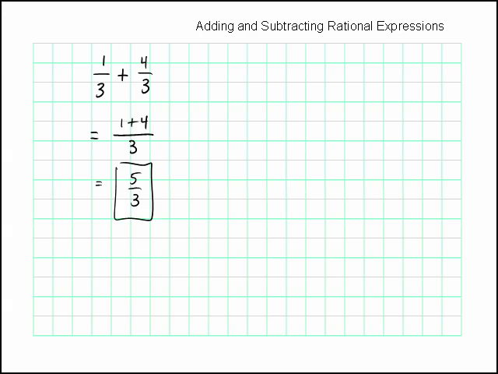It is exactly the same for rational expressions. We have to have a common denominator. For example, x over 5 plus 3y over 5. We have a common denominator of 5, so this would be x plus 3y over 5. And we're done.